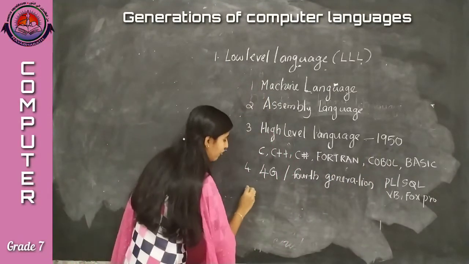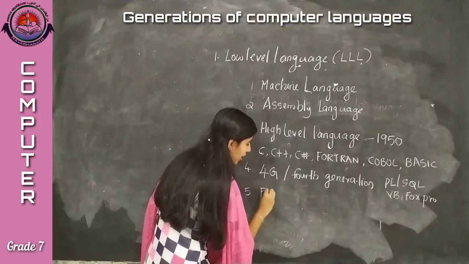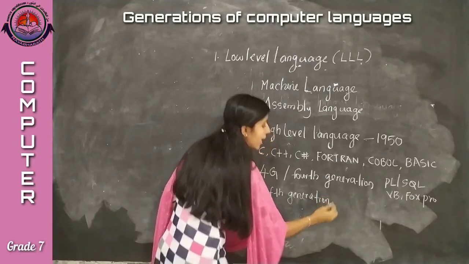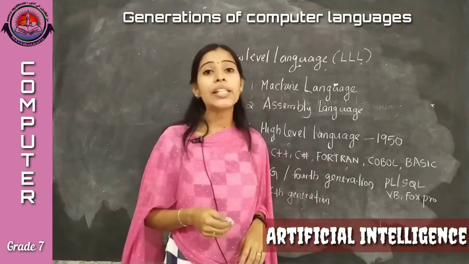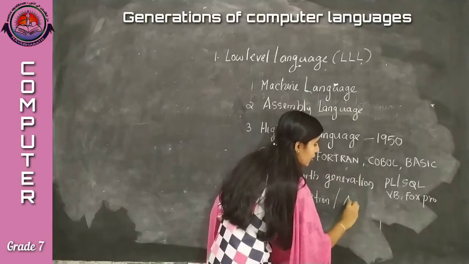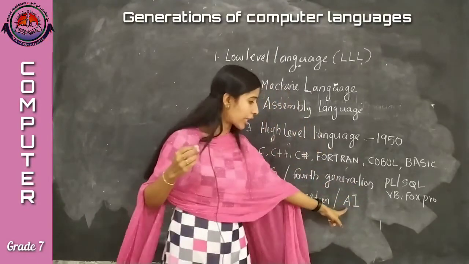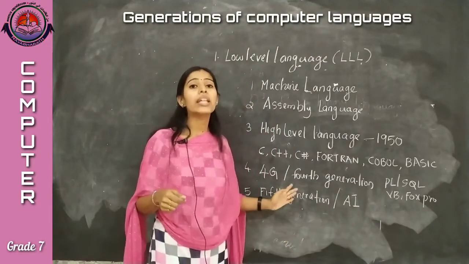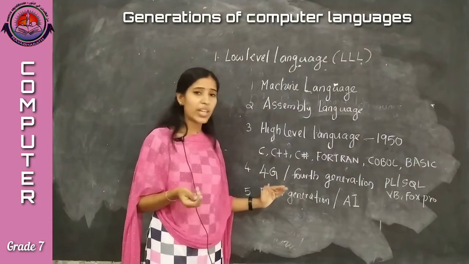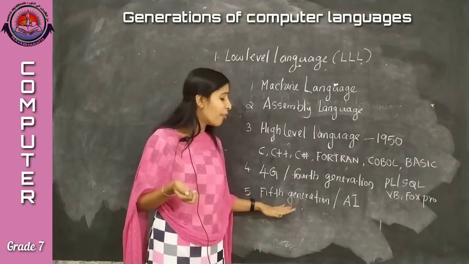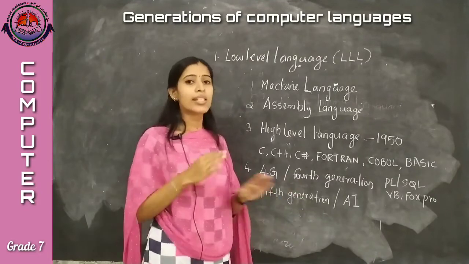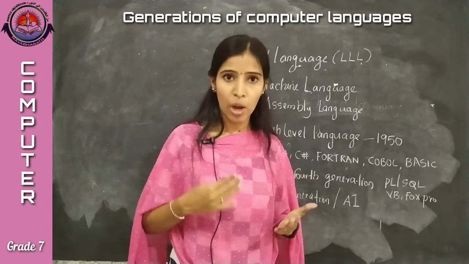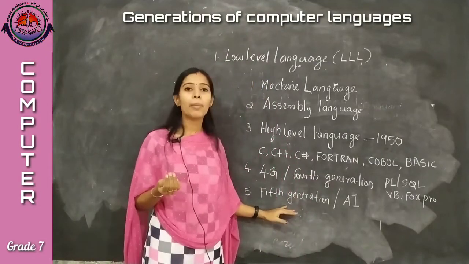The last one, the fifth one, is fifth generation programming language. It is also known as artificial intelligence, the short form of which is AI. This programming language is still being developed. Once we create a program with the help of a fifth generation language, there is no need for a programmer to solve it, because it is a future one. Nowadays we are developing such programming languages.